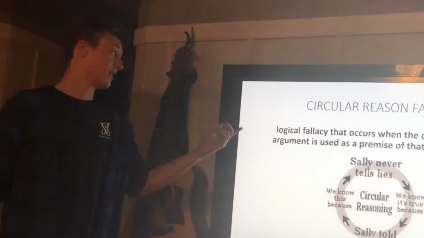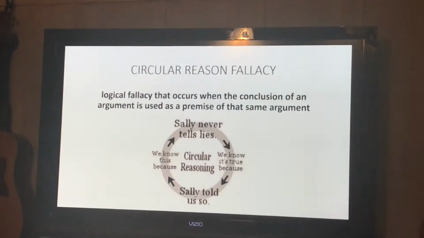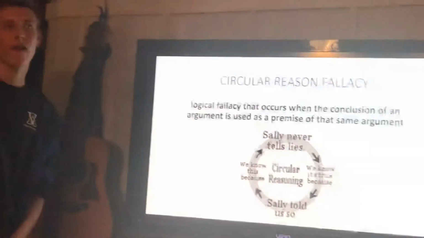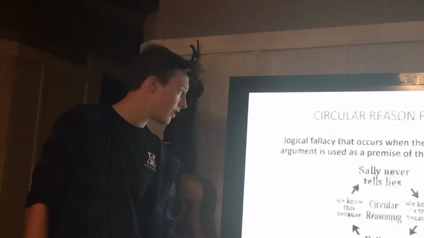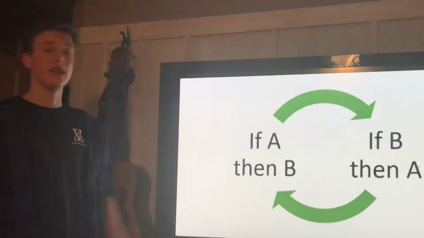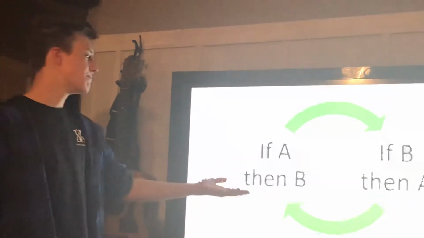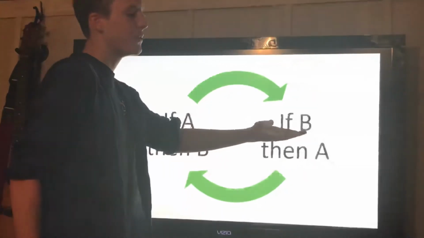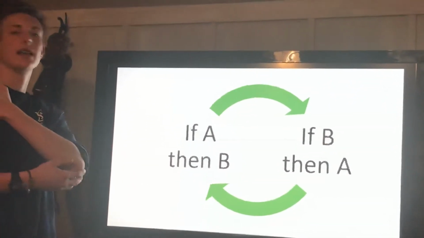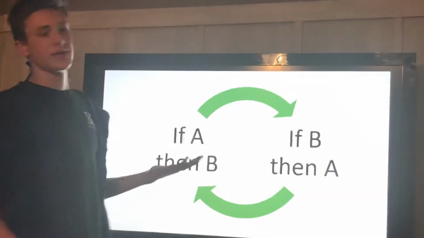So it says here, a logical fallacy that occurs when the conclusion of an argument is used as the premise of the same. You'll see this everywhere. If A, then B. If Donald J. Trump has orange skin, then he must eat carrots on a daily basis. And because carrots give you that orange look to your skin, Donald J. Trump, who has that orangish skin, must eat a lot of carrots.